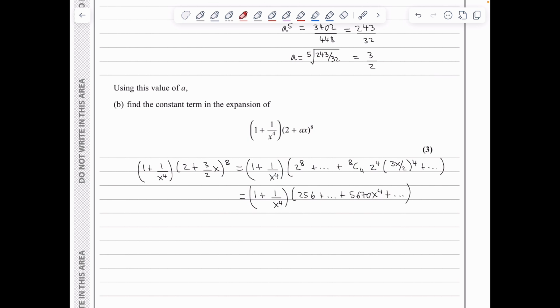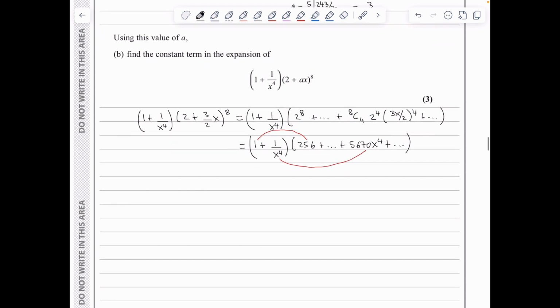Now we can see that we're only interested in 1 times 256 and 1 over x to the 4 times the 5670 x to the power of 4, which leads to 256 plus 5,670 plus dot dot dot, which is 5926 plus dot dot dot, and therefore we conclude that the constant term is 5,926.